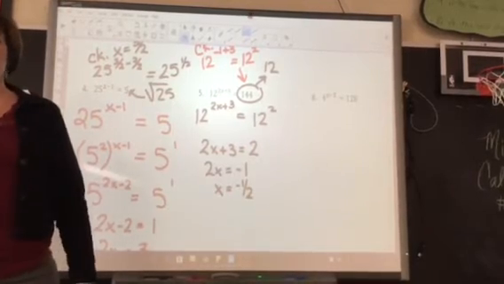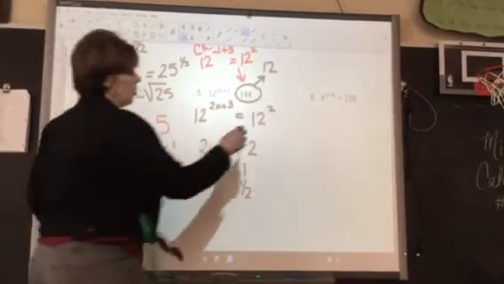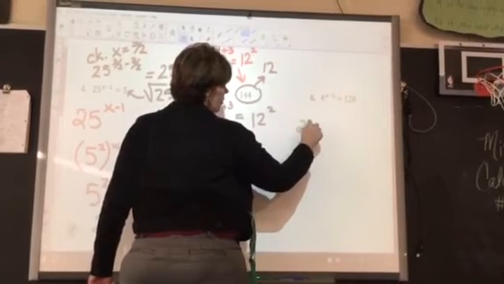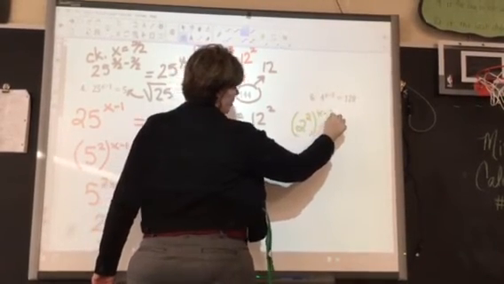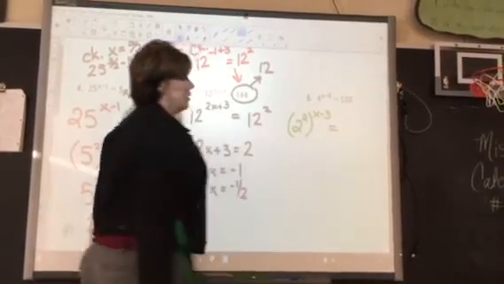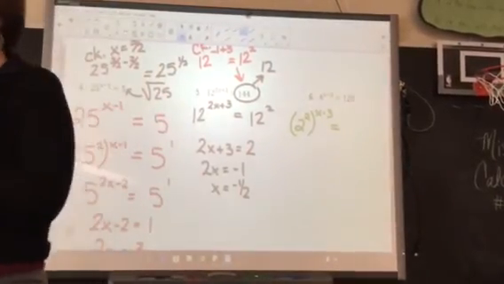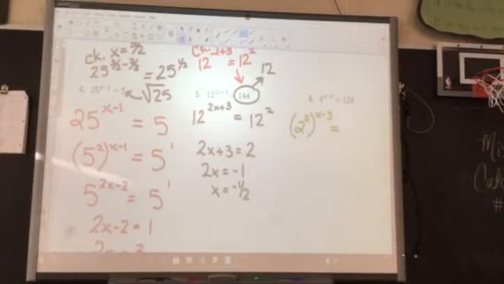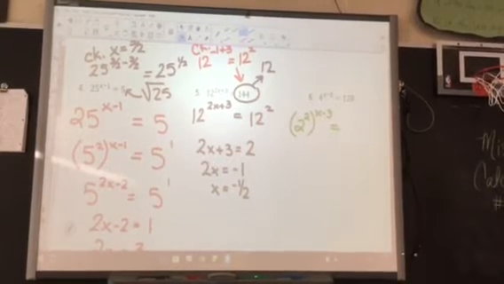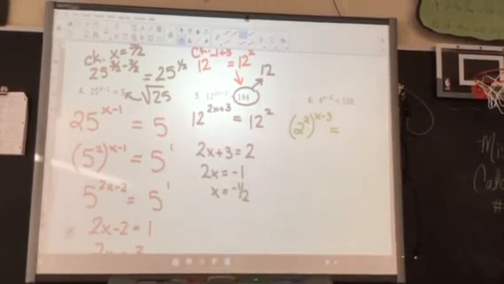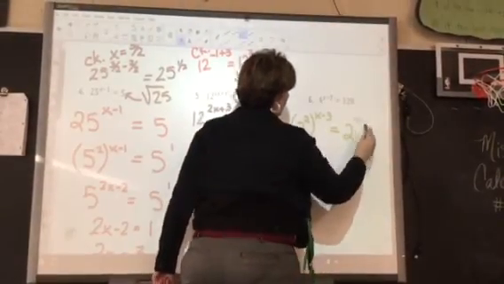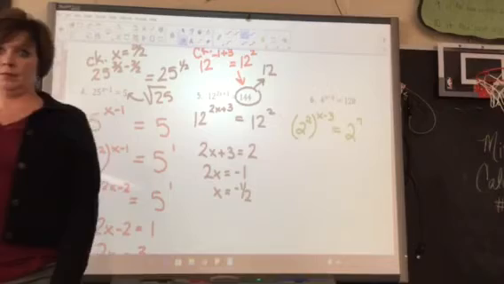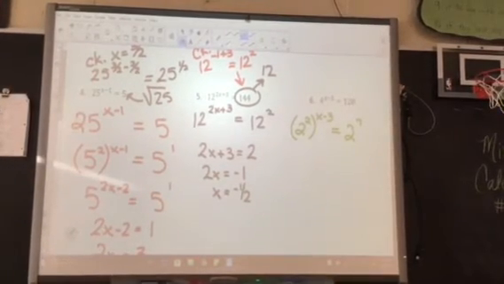4 is the same thing as what? 2 squared. Okay, so I'm going to replace the 4 with a 2 squared, and then I'm going to put it in a parenthesis and raise that to the x minus 3 power. Let's see, I know 2 to the 5th power is 32. 2 to the 6th power is 64. 2 to the 7th power is 128. Okay, now what? What do you got?